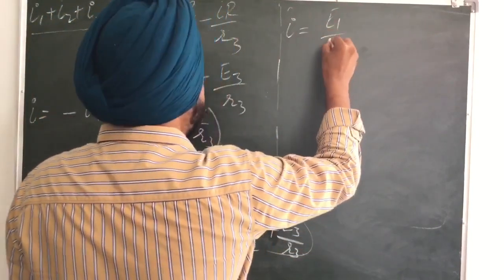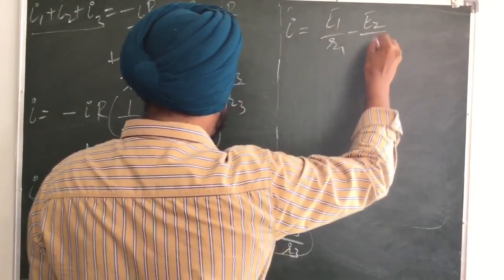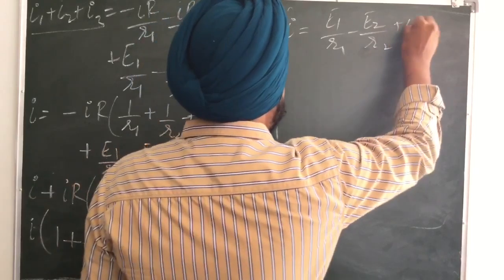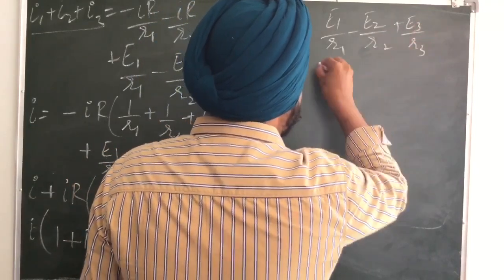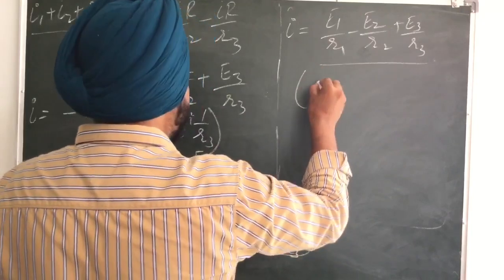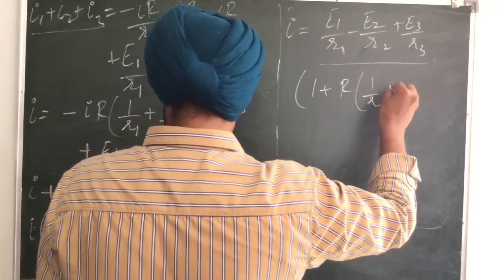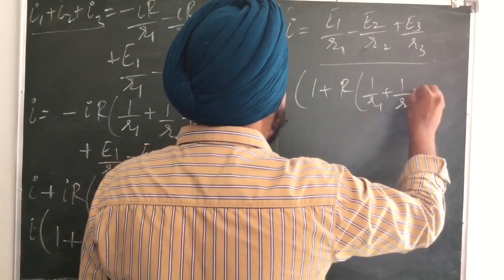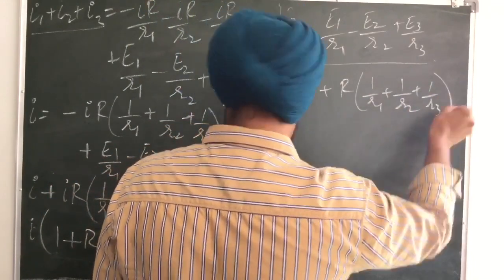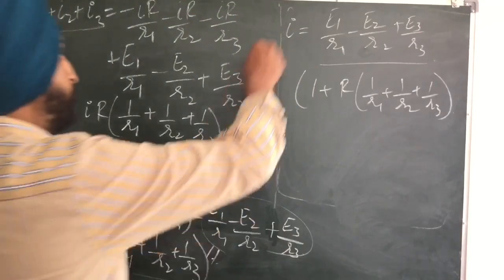So to get the value of I, E1 by R1 minus E2 by R2 plus E3 by R3, this will go in the numerator, divided by 1 plus R, 1 by R1 plus 1 by R2 plus 1 by R3 and so on. So this will go in the denominator. So this will be the value of current.